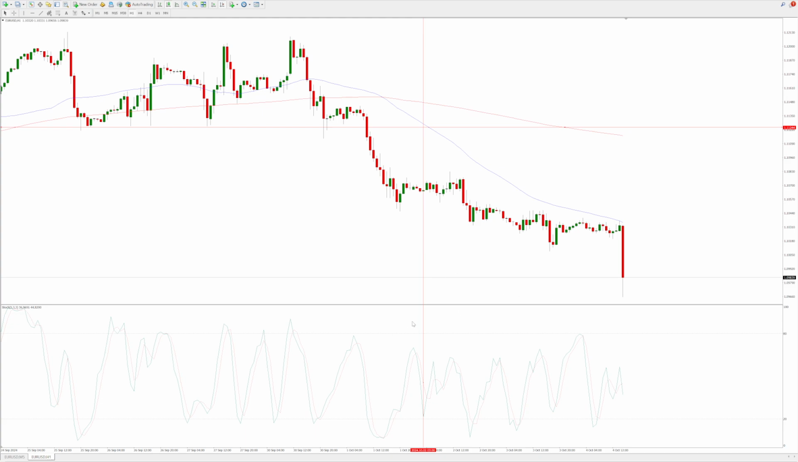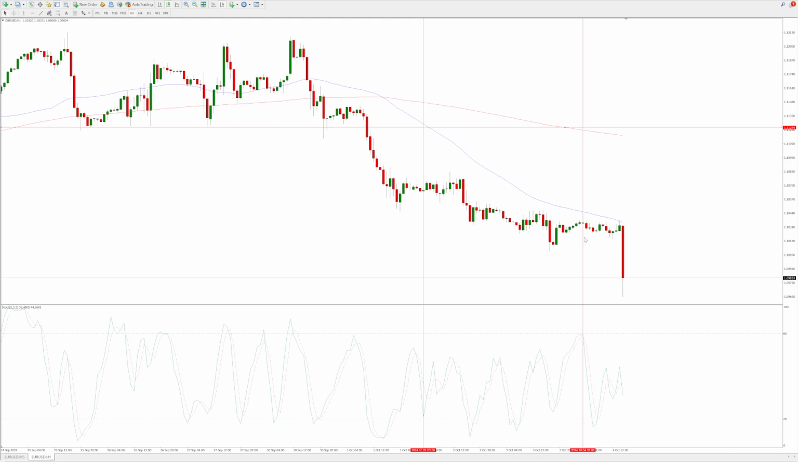The ideal point of entry using stochastic is when the price is here in the overbought zone for a sell trade, or here in the oversold zone for a buy trade. As we're looking for a sell trade, ideally we want price to be here. You can see that it approached around this point and then crossed over. When the main line crosses the signal line down, it's a sign of a bearish market. When the main line crosses the signal line above, it's the sign of a bullish market.